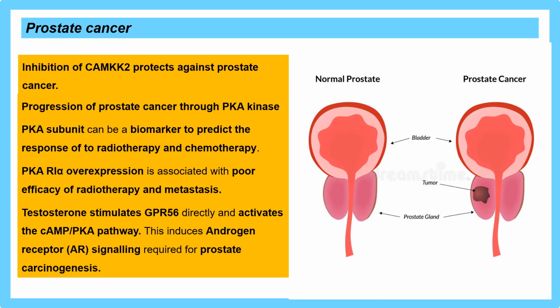And testosterone, which is like a male hormone, stimulates GPR56 directly, and this is what activates the cAMP-PKA pathway. And this leads to another signaling pathway, which is called the androgen receptor. And this is needed for how prostate cancer can progress. So the prostate is a gland that is found within men, and you can normally find it just below the bladder, and it secretes a fluid. So that is involved within the reproductive system there.